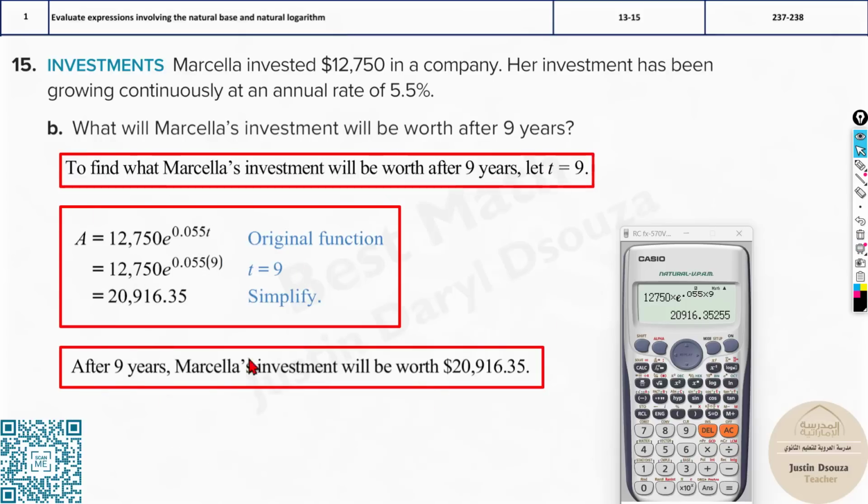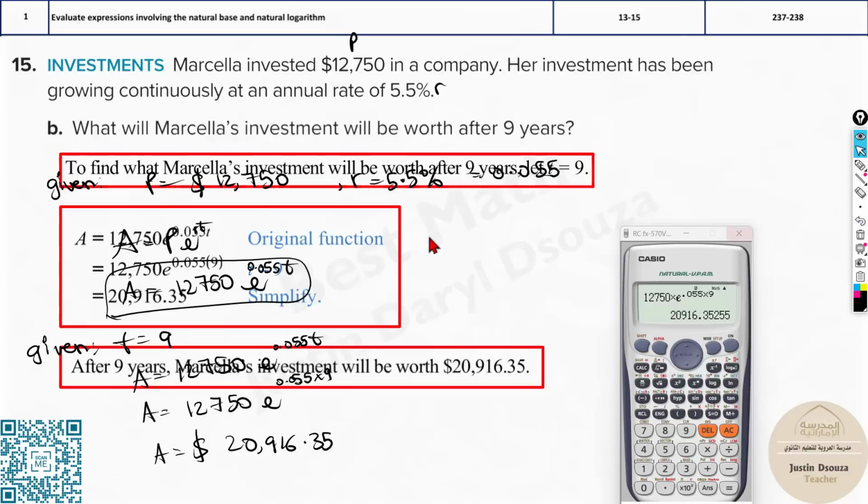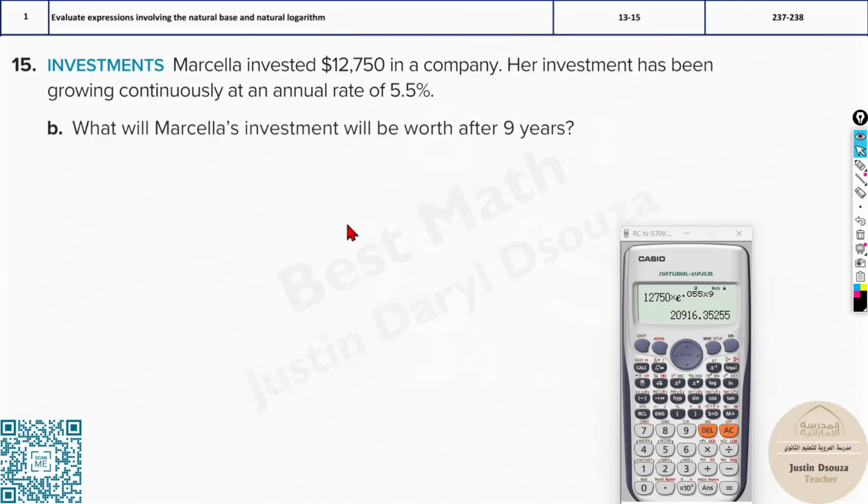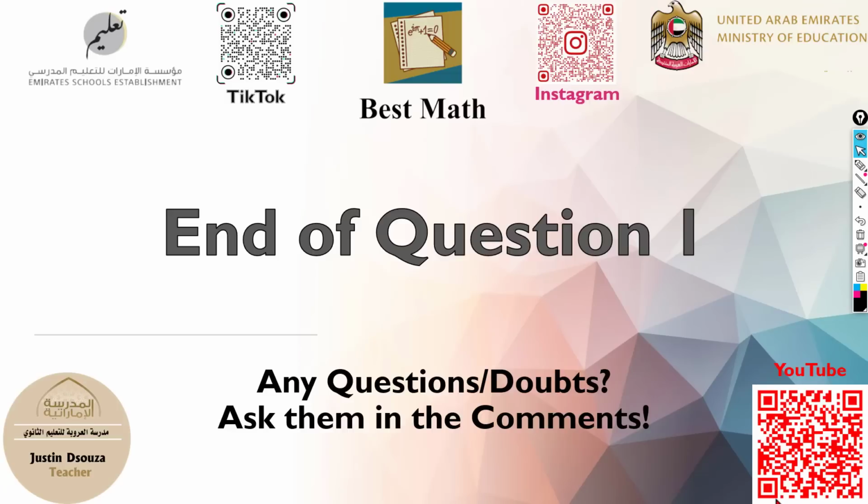Also, you can write the statement, after 9 years, who is this person we are talking about? It's Masala. Masala's investment will be worth 20,916.35. Even if you don't write this, it's fine. Just write given t. Whatever I've written is more than enough. For the first part A: given, substitute formula and substitution done. For the second part as well: given, write the time t in this formula, substitute, put in the calculator, write the answer. Very simple problems. And that is the end of question 1, a very easy topic.